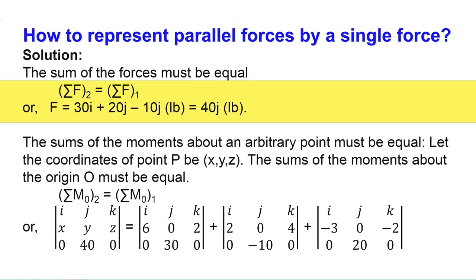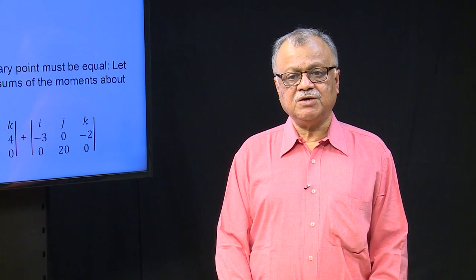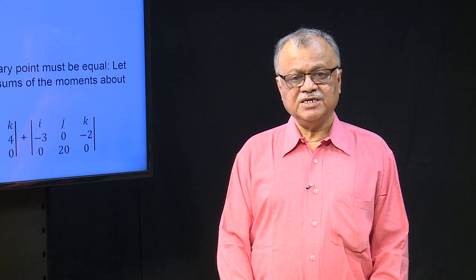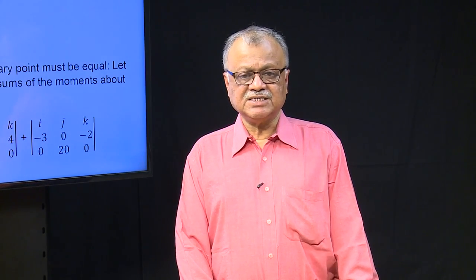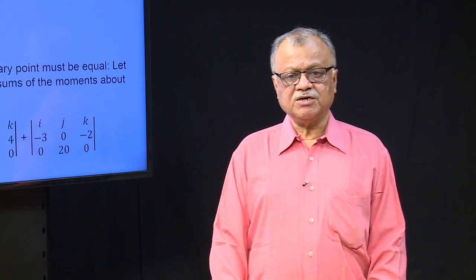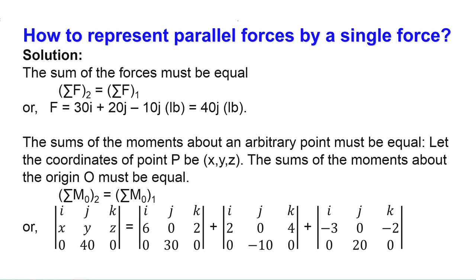Now, we have to take the moment about an arbitrary point. Moments will be equal for the two systems, we know. So, let us consider the coordinates of the point P as x, y, z, but as it is an xz plane, y will be 0. The sigma M0 for system 2 and sigma M0 for system 1 are shown here.